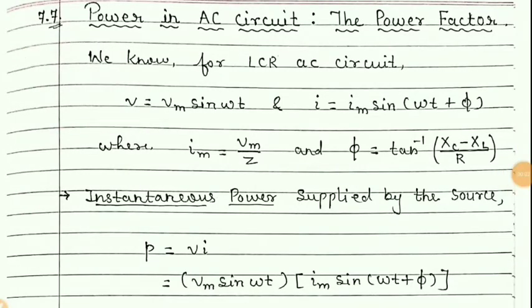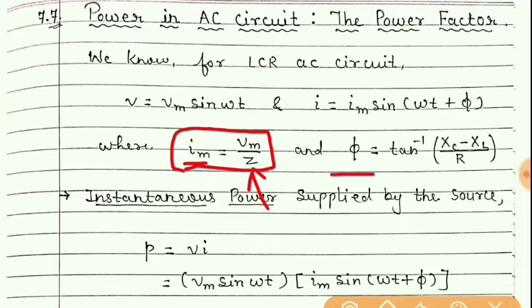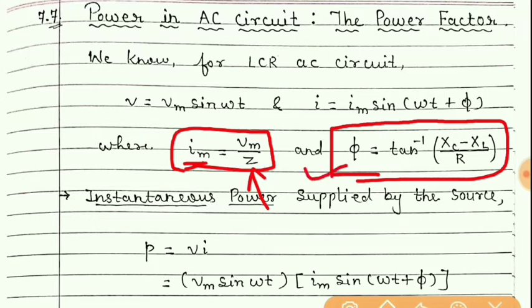We also know that Im is a maximum current or peak value of current, which is given by Vm upon Z, and Z is the impedance of the circuit. Also, the phase difference between voltage and the current, that is phi, is equal to tan inverse of (Xc minus XL) upon R. So even this formula we have obtained. So here these formulas are not new for you.